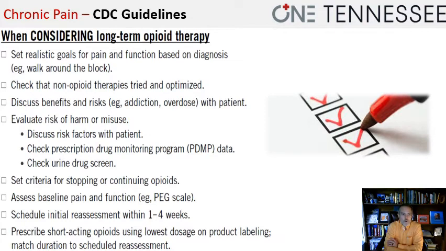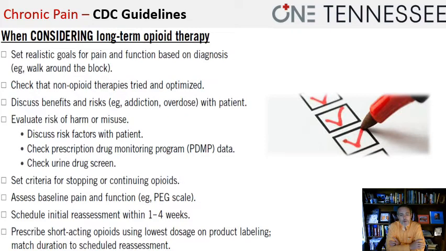Check that non-opioid therapies have been tried and optimized before starting an opioid treatment. You want to maximize the coverage of physical therapy, the use of NSAIDs, Tylenol, other type medications, maybe even try a muscle relaxer before you go to opioid treatments. Discuss the benefits and risks. For example, the risk of physical dependence and addiction, the risk of overdose, and what that means to the patient. Evaluate risks of harm or misuse, and always try to check the prescription drug monitoring program.